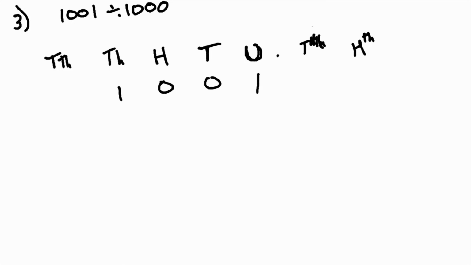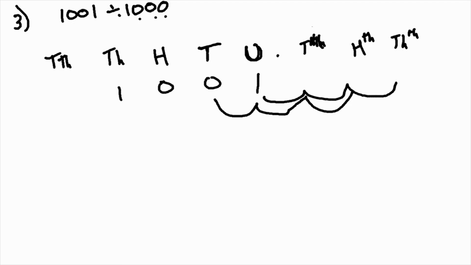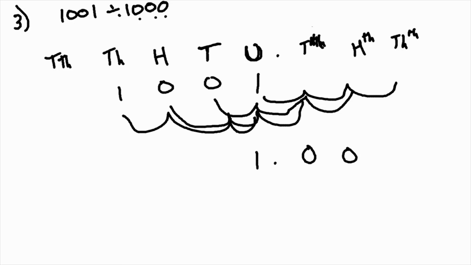Now if we're dividing by 1,000, because we're dividing by 10 to the power 3, so 3 zeros there, we're going to move everything over 3 times. So 1, 2, 3. So we need a column for our thousandths. 1, 2, 3. So our eventual number will be 1 in the units, our decimal point, 0 tenths, 0 hundredths, and 1 thousandths.